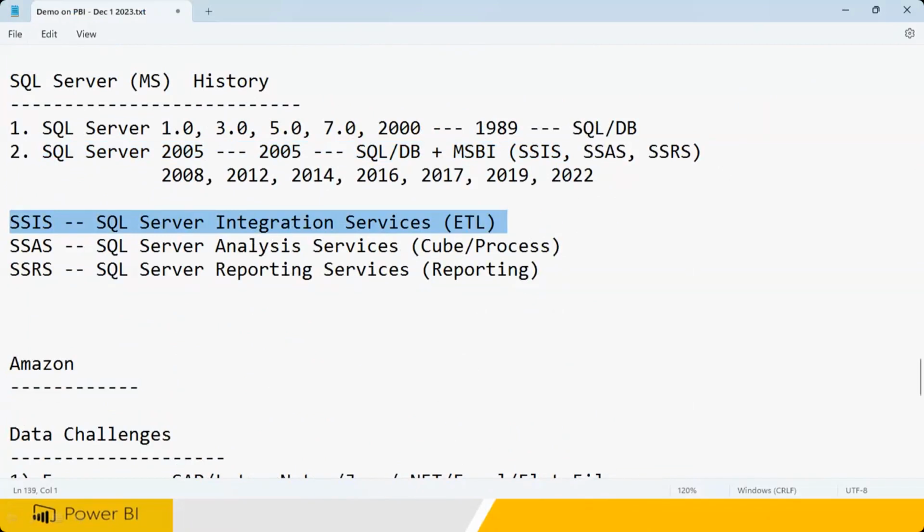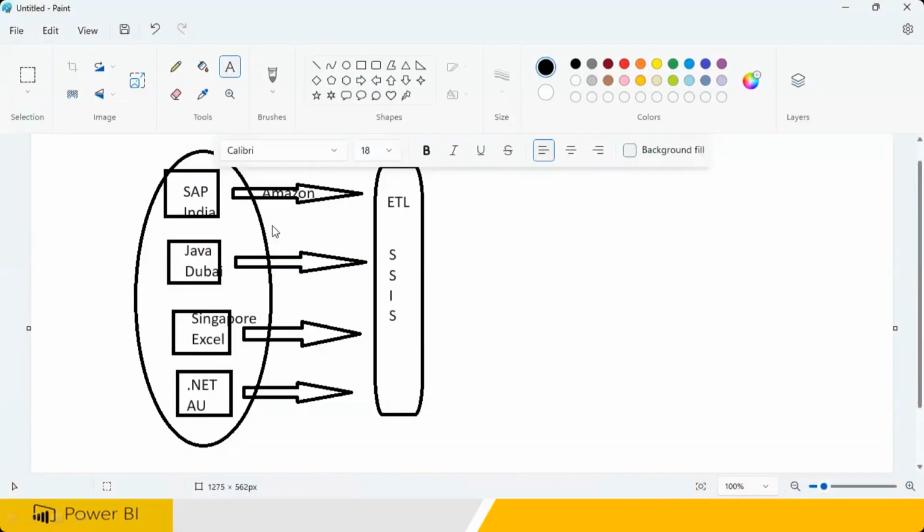Integration means combining. I will get the data and combine all the data. Why are we going to be combining? Because it is Amazon data, I can combine because it is their data only. I can club the data, combine the data. ETL tools are going to be used to get the data from different applications.